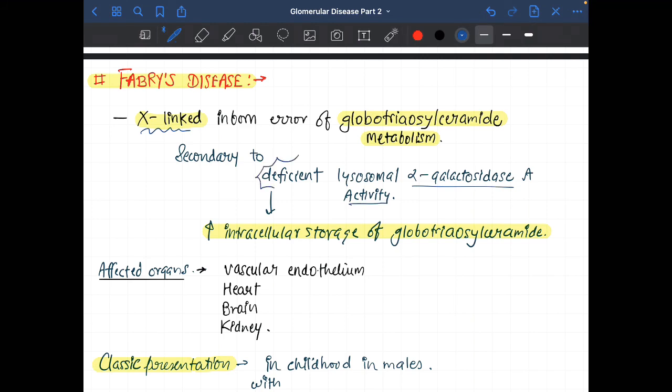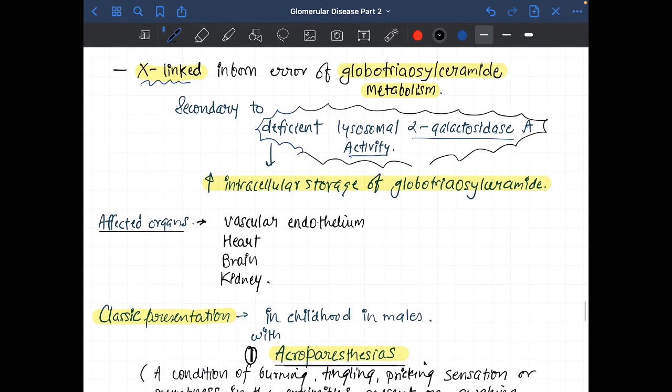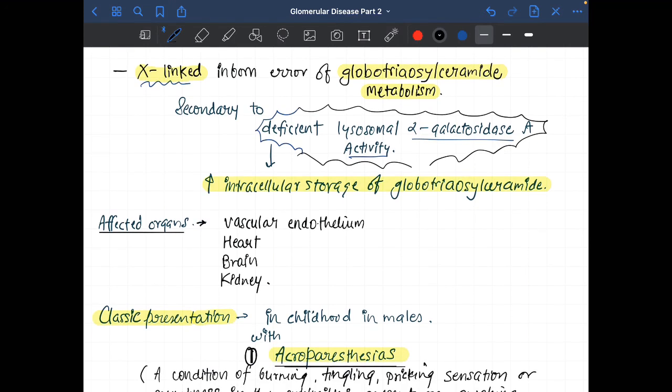Very important, take note for the board exam. What is deficient in Fabry's disease? Lysosomal alpha galactosidase A activity, and this will increase the intracellular storage of globotriaosylceramide. The affected organs where it is stored are the vascular endothelium, heart, brain, and kidney.